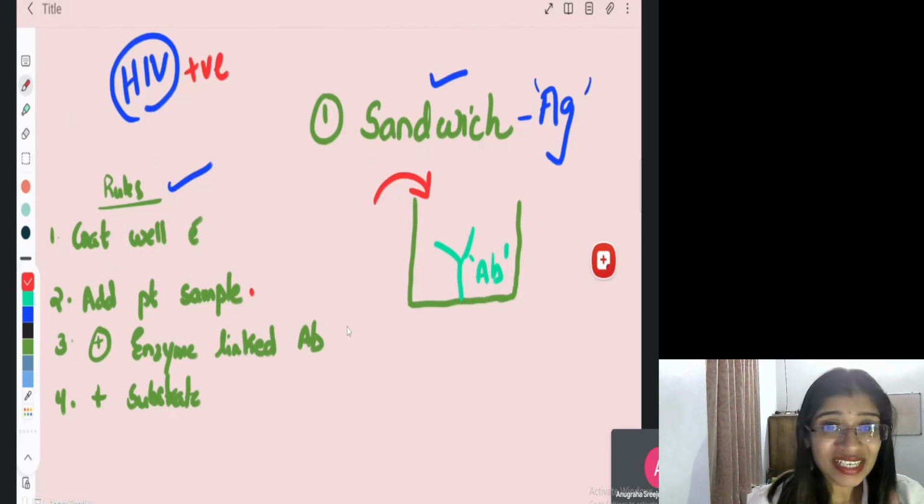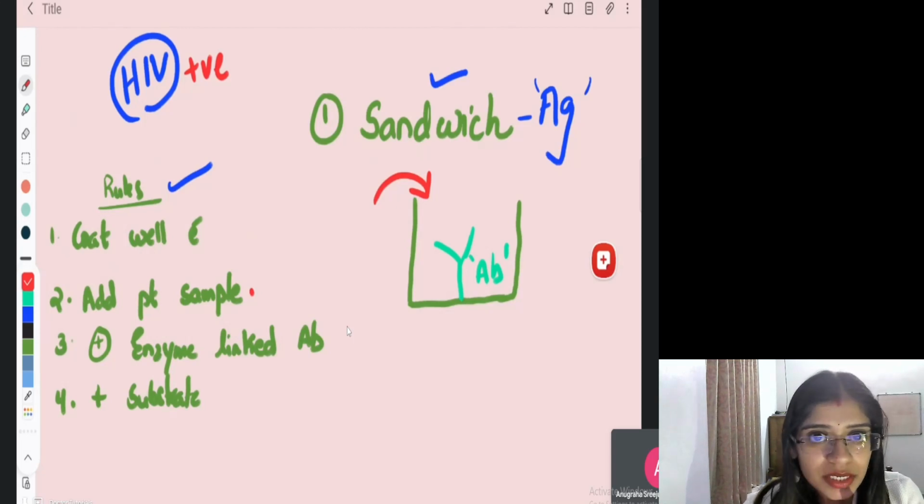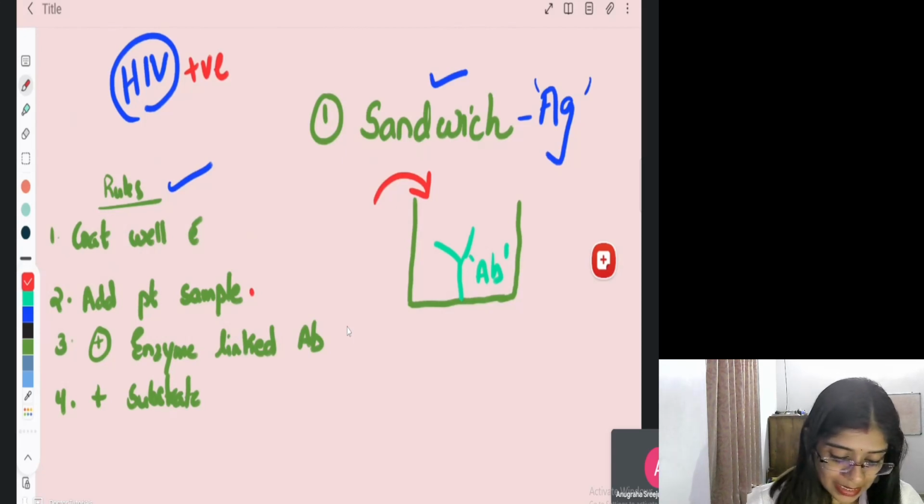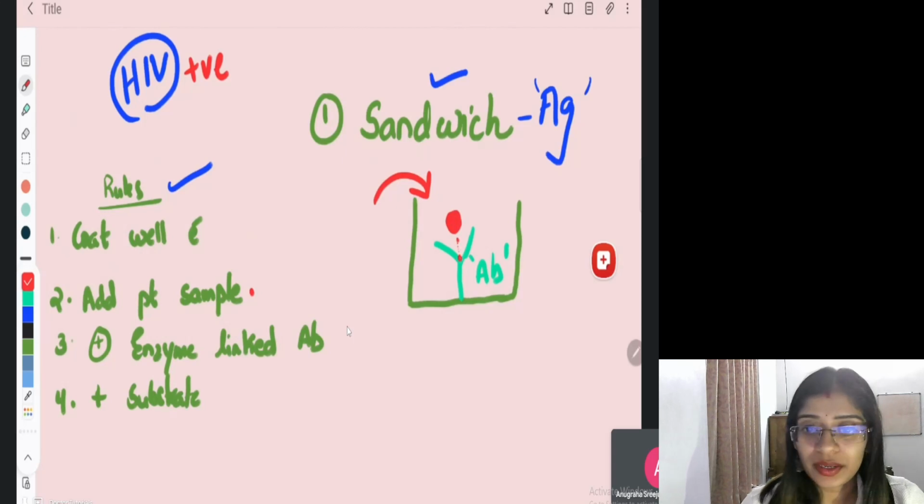Now, if the patient is HIV positive, in his serum, there is going to be HIV antibodies, right? I'm sorry. Here we are checking for antigen. If the patient is HIV positive, in his serum there is going to be HIV antigen, right? There's going to be HIV antigen and HIV antibody. You know what this antigen does? This HIV antigen will come and bind with the antibody.